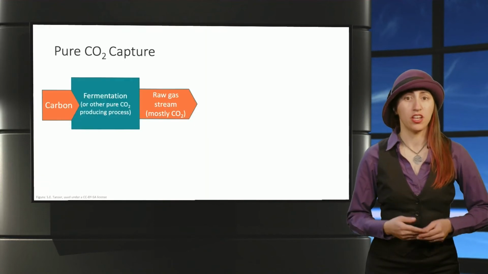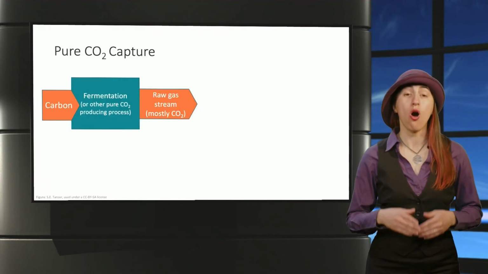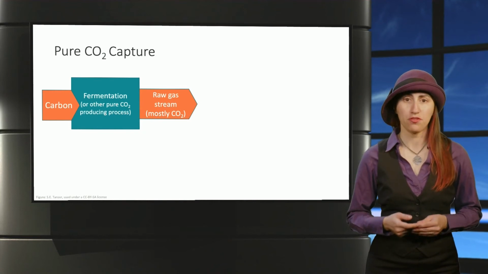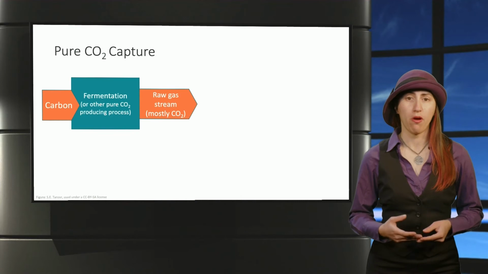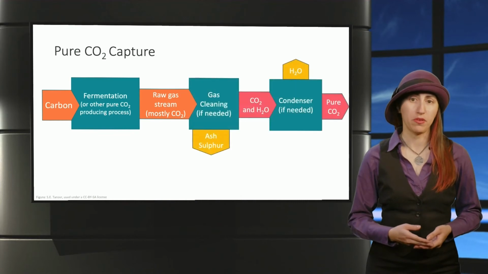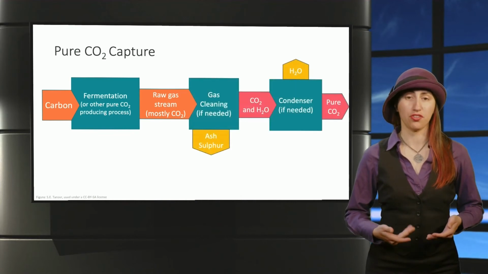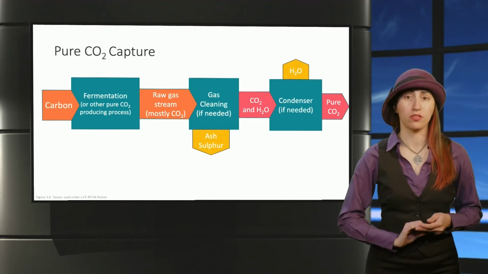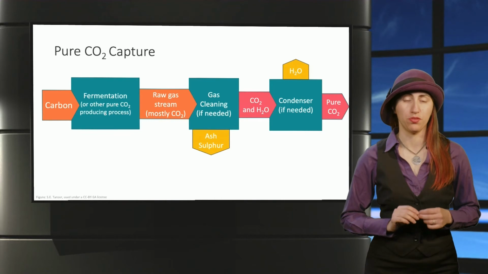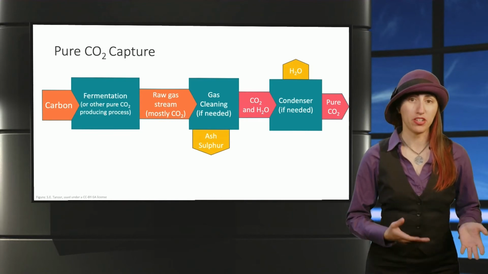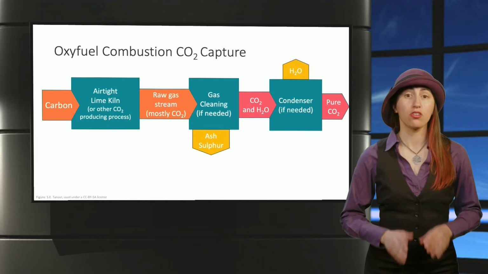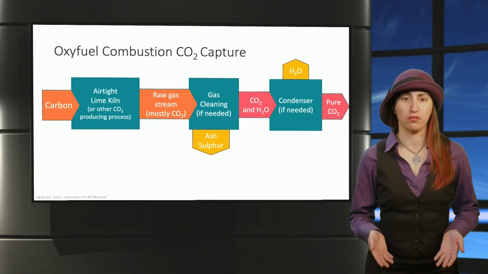Some processes, such as the fermentation of ethanol, already produce a pure stream of CO2, and therefore capturing carbon dioxide may only require gas cleaning to remove any contaminants and/or condensation to remove residual water. But it is also possible to modify some CO2 producing processes, such as combustion, to produce a pure CO2 stream. This is called oxy-fuel combustion capture.